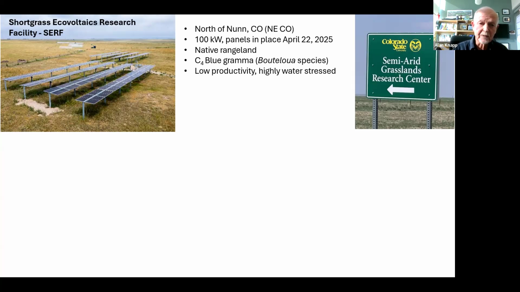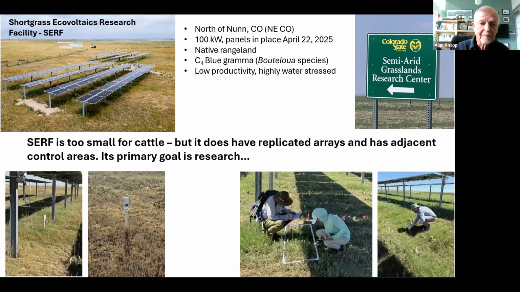The reason we chose this particular location, in addition to it being native rangelands, is it's also on the site of the U.S. Department of Agriculture's long-term research site for grazing studies, the Central Plains Experimental Range. So we have a lot of background data from this grassland for how it responds to all sorts of environmental challenges, and we can then place our results in the context of their long-term results. So SURF is too small for cattle, but it does have these replicated arrays and adjacent control areas. And our primary goal is research, again, trying to understand whether this grassland can sustainably coexist with these panels overhead.